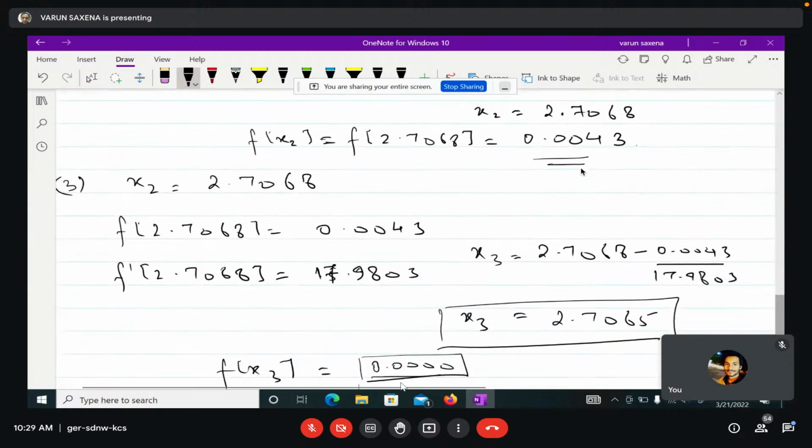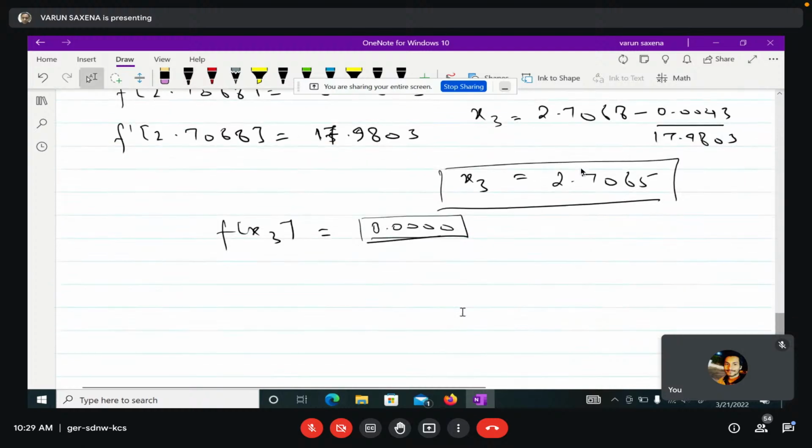It's not always that it will come to 0. Actually, no, sir, it's around 0.0005. Okay. So I think you pretty much converge to the root, because it's of an order of about 5 into 10 to the power minus 4. So you can stop here. You're getting an answer which is approximately 2.7065. So in 3 iterations you were able to reach the answer.